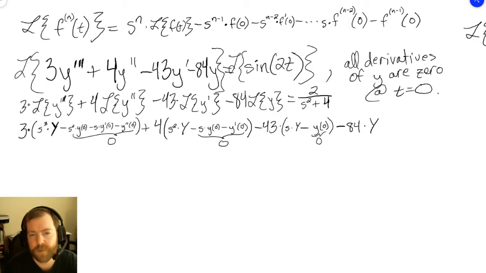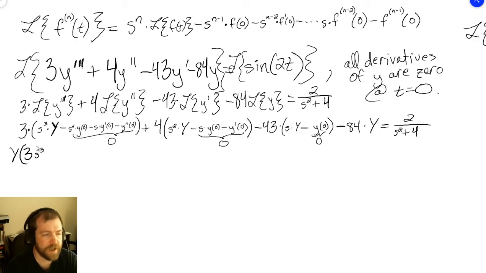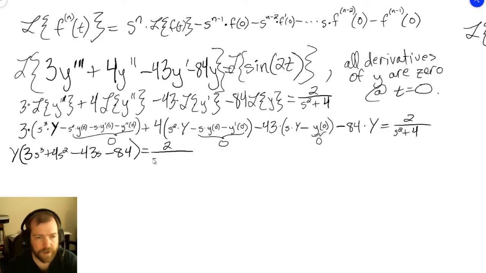Alright, so this is going to be equal to 2 over s squared plus 4. From all of these, the 0 portions just drop out, and we end up with the polynomial, very conveniently, factoring out a Y from all the terms: 3s cubed plus 4s squared minus 43s minus 84 equals 2 divided by s squared plus 4.